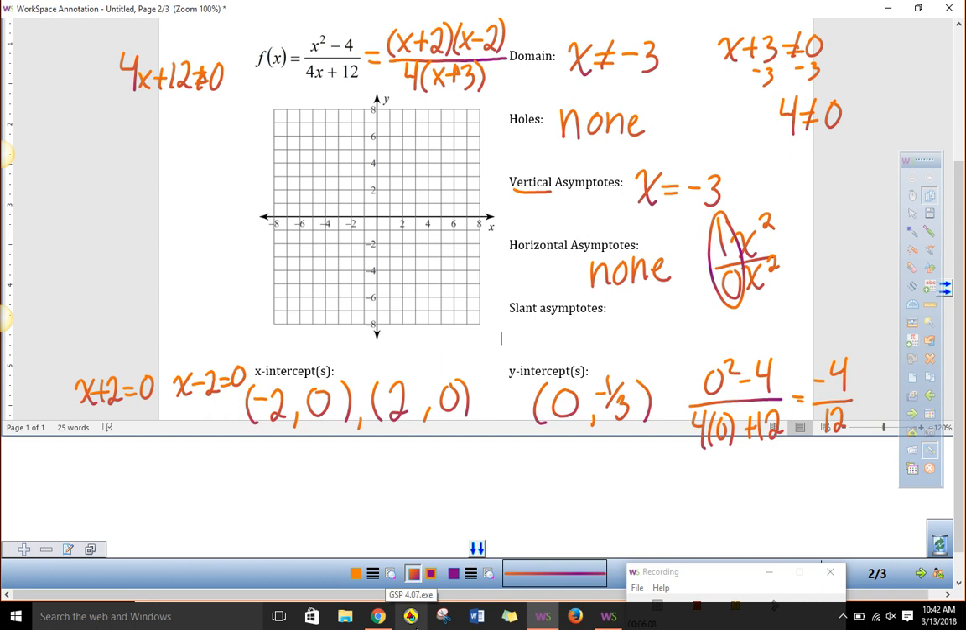How do you find the slant asymptote? What do we have to do? Everyone's favorite, long division.